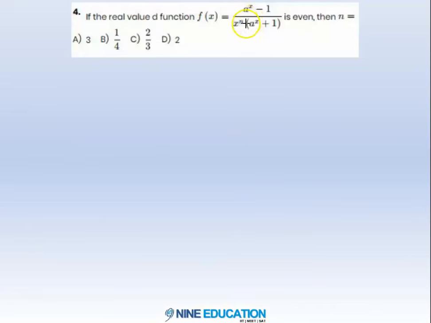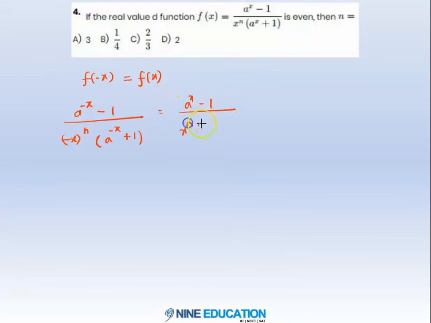Question number 4 is, if the real valued function is even, then the value of n is. As we know, the even function definition is f of minus x is the same as f of x. Let's apply it here. It will become a power minus x minus 1 divided by minus x to the power n into a power minus x plus 1, which is the same as a power x minus 1 divided by x power n a power x plus 1.